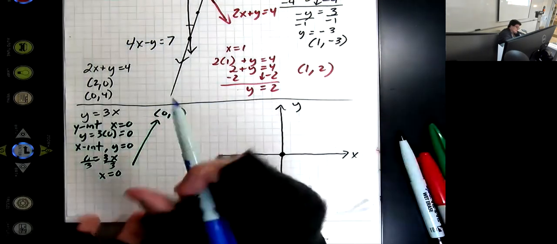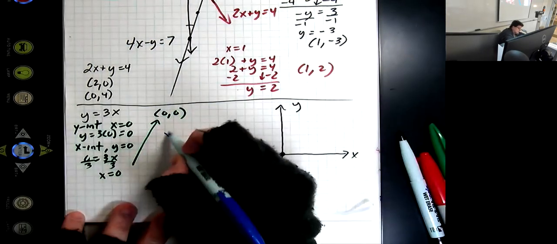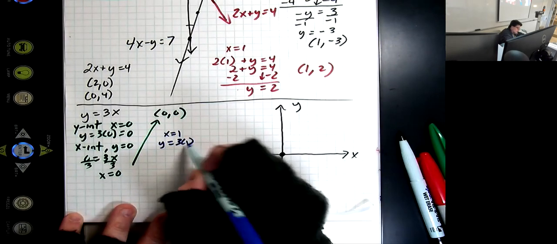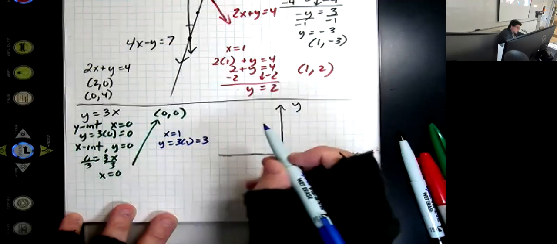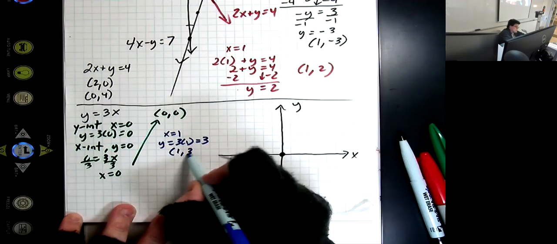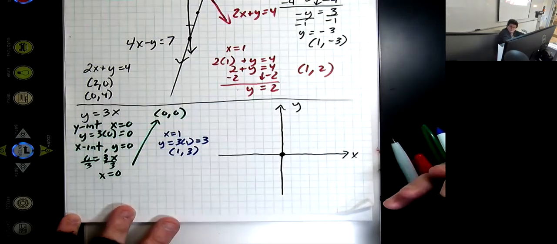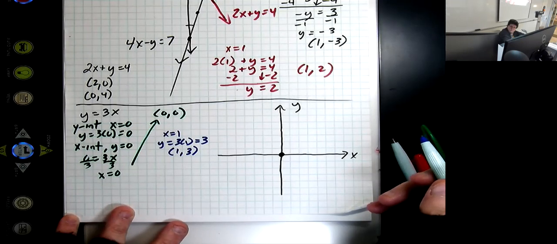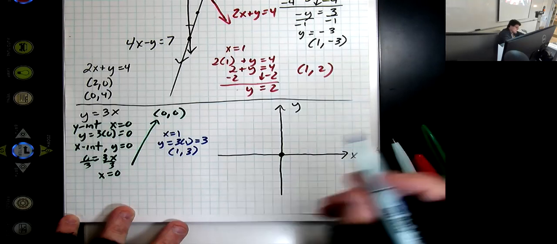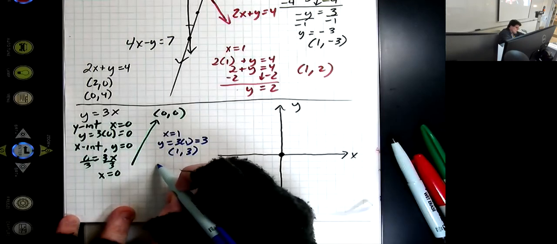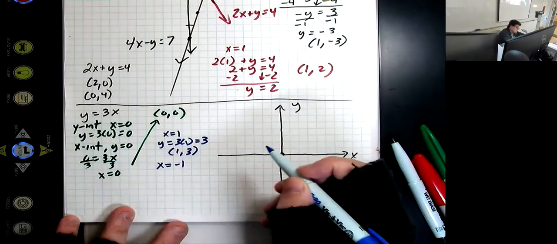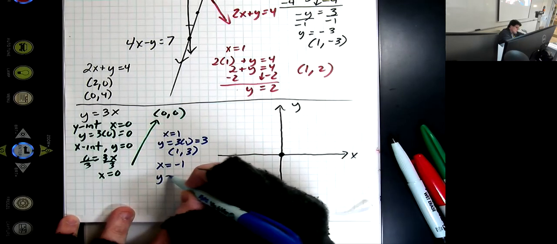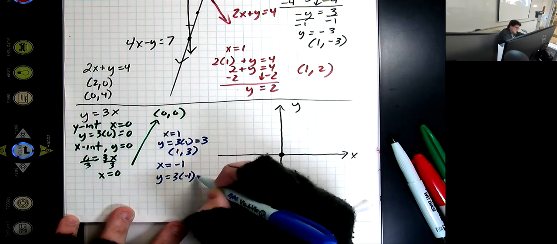If I put in x equals 1, y equals 3 times 1, which is just 3. And I get the point 1, 3. If I put in x equals -1, I get y equals 3 times -1, which is -3.